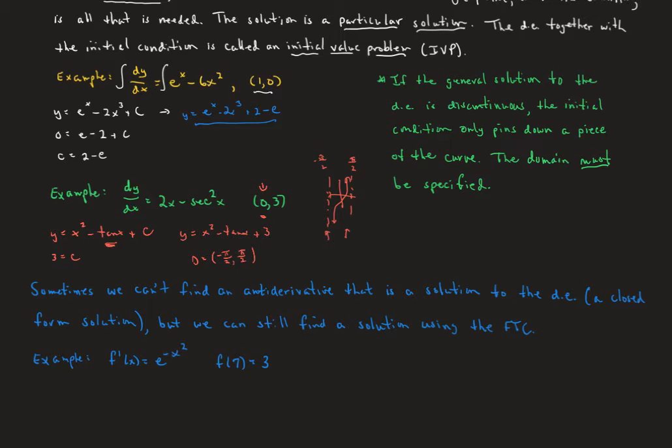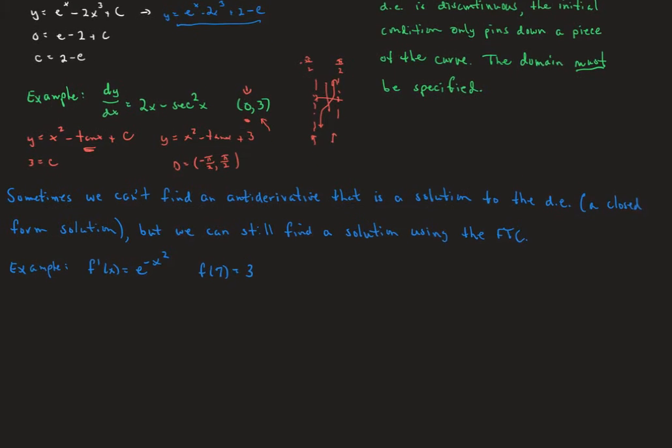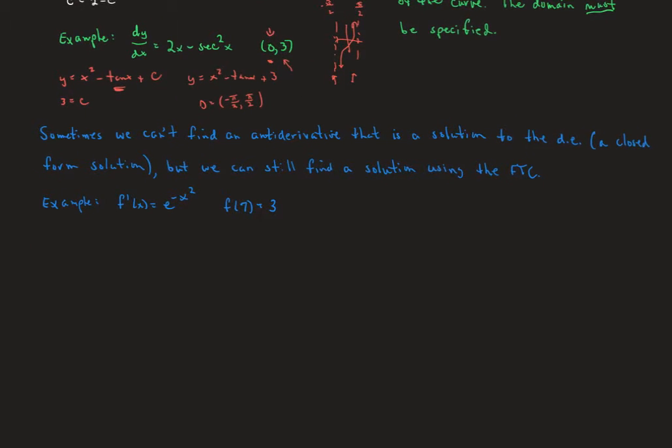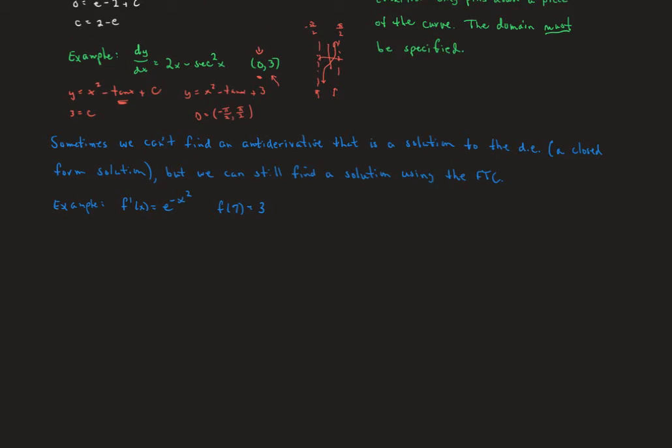If we wanted to know the value of the solution somewhere else, we'd have to get a different initial condition, one that had an x value on that particular domain, and then we would have to recompute what that value of c was. That's getting into the kind of more subtle parts of solving differential equations. So sometimes we can't find an antiderivative that is a solution to the differential equation, and that's known as a closed form solution.